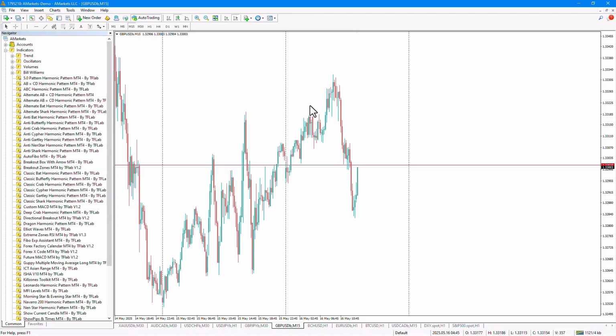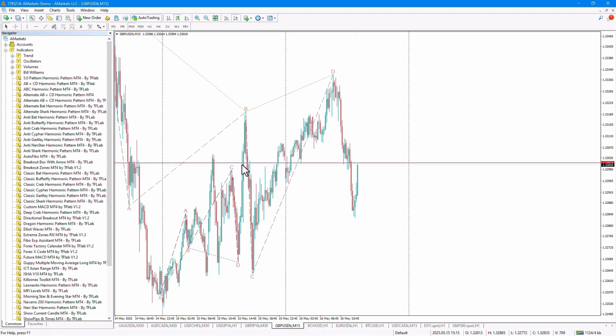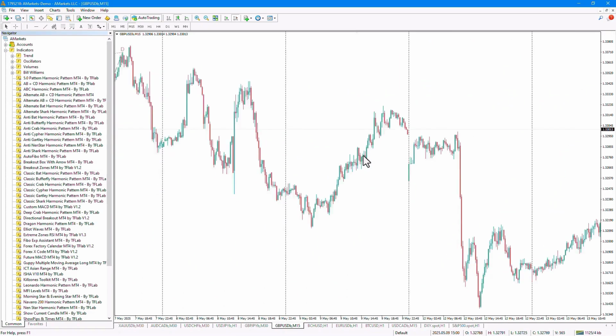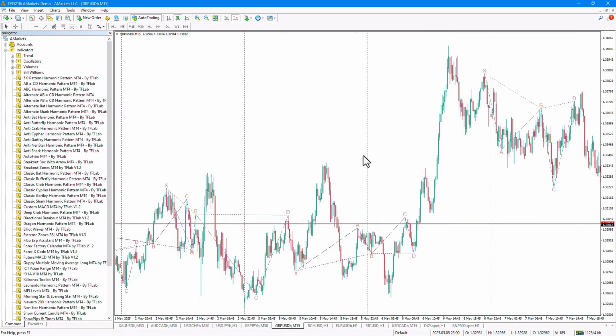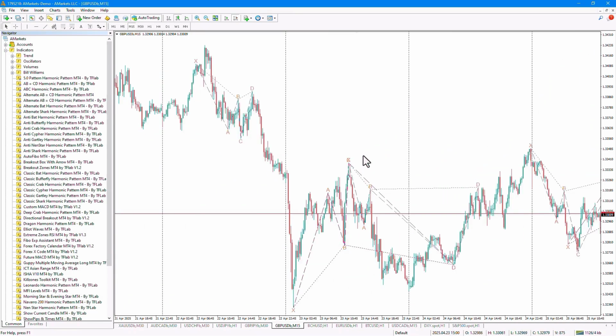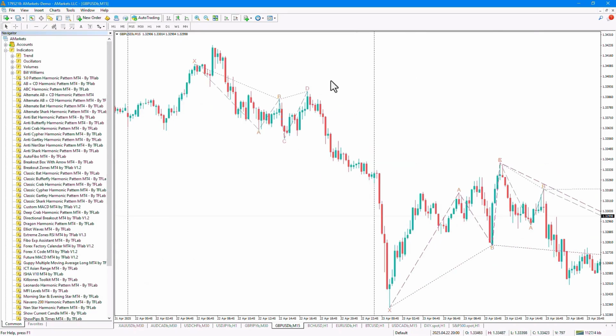From the Navigator section, we select the indicator file and run the indicator by dragging the file onto the chart. Once the indicator is placed on the chart, it begins to detect and draw the anti-bat harmonic pattern on the price chart. Traders who are looking to identify this pattern on the chart can use the anti-bat harmonic pattern indicator to detect it, and based on point D, which in the harmonic pattern is considered the probable reversal zone or point, known as the PRZ, they can enter a buy or sell trade in the market.